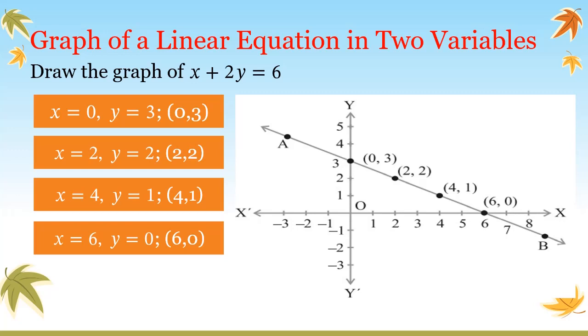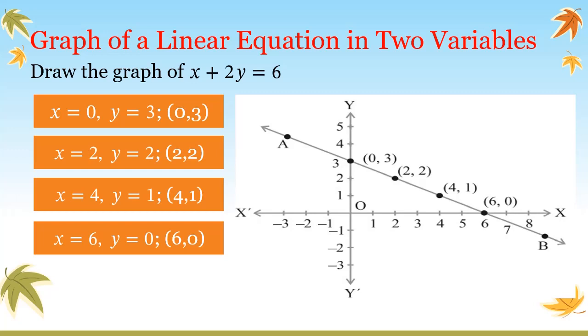Okay. Now in this slide we are discussing the graph of a linear equation in two variables. I am explaining the concept with the help of an example. Draw the graph of x plus 2y equals 6. Now x plus 2y equals 6 is a linear equation in two variables. It has infinitely many solutions. But for making a line on the graph paper, I suggest take any four solutions. As I have taken x equals 0, x equals 2, x equals 4, x equals 6. You may take other values of x.